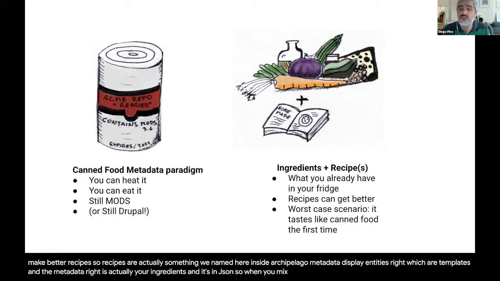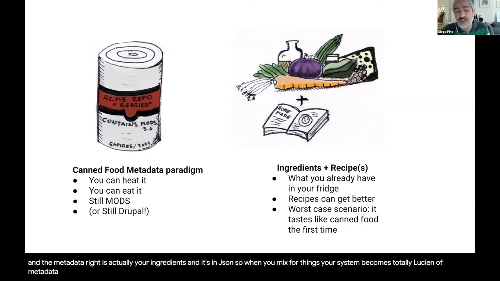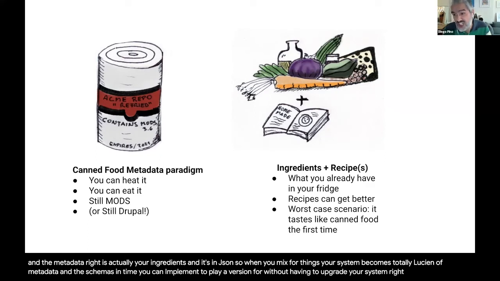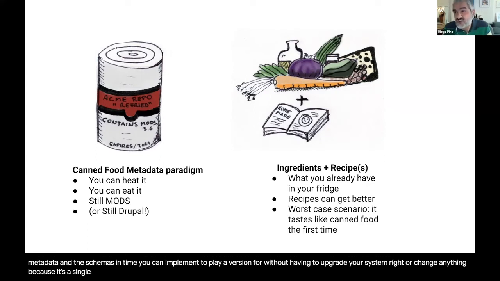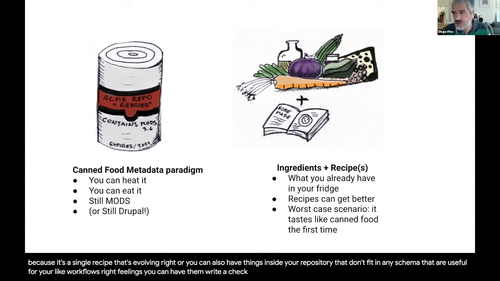So when you mix those things, your system becomes totally independent of the evolution of metadata and the schemas in time. You can implement IIIF version 4 without having to upgrade your system or change anything, because it's a single recipe that's evolving. Or you can also have things inside your repository that don't fit in any schema that are useful for your workflows. Feelings, you can have them. Actually, I'm going to show you sentiment extraction somewhere.